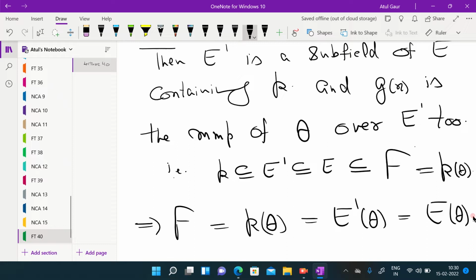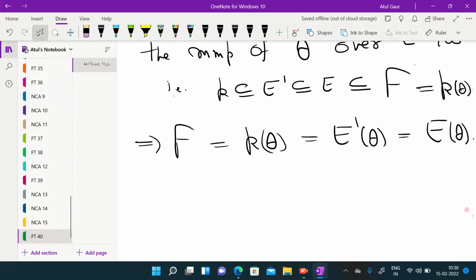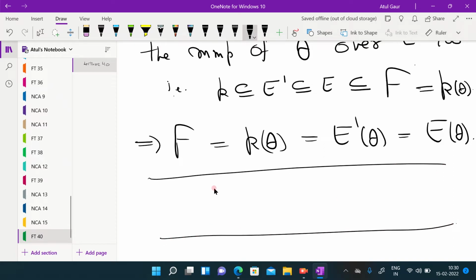क्योंकि ये E dash theta, E theta, ये दोनों F के बराबर होंगे. नहीं, कुछ कंफ्यूजन है? भाई K किसके अंदर है? E dash के अंदर. K theta किसके अंदर होगा? E dash theta के अंदर. What is K theta? K theta is F. F is contained in E dash theta.